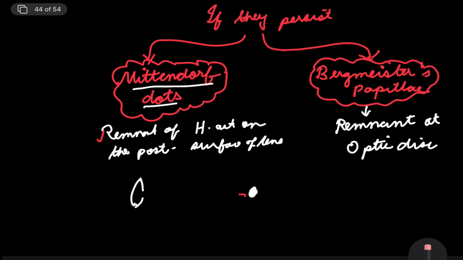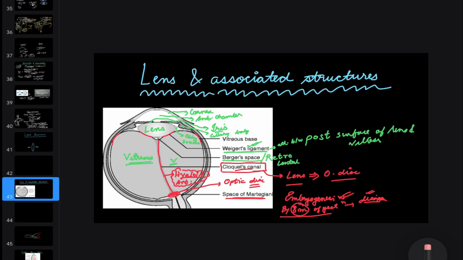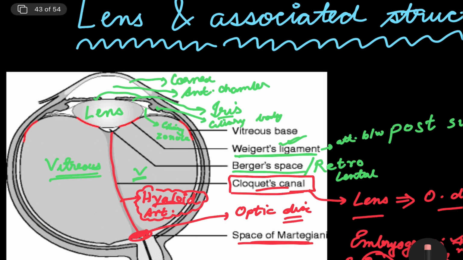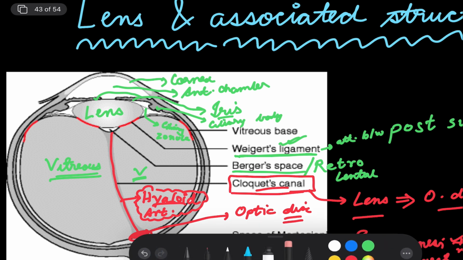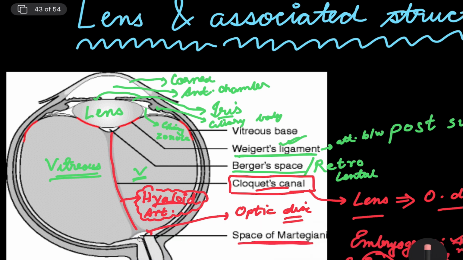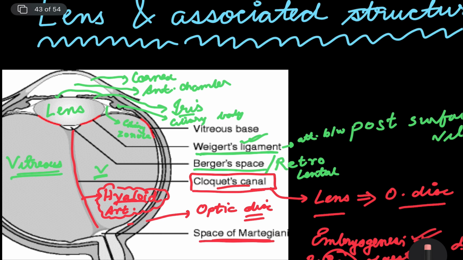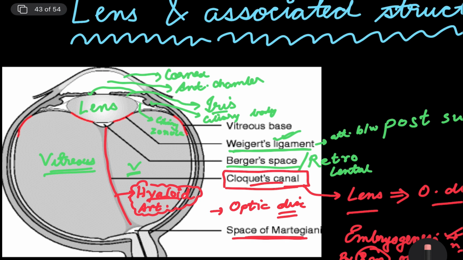Now let's go back to that one structure that I had said we will talk about later. The space of Martegiani is the space between the vitreous and the retina. Let me just do this. See, this is the space of Martegiani. So what exactly is present in front of this space? As you can see, this is the vitreous. The vitreous chamber cavity is present.